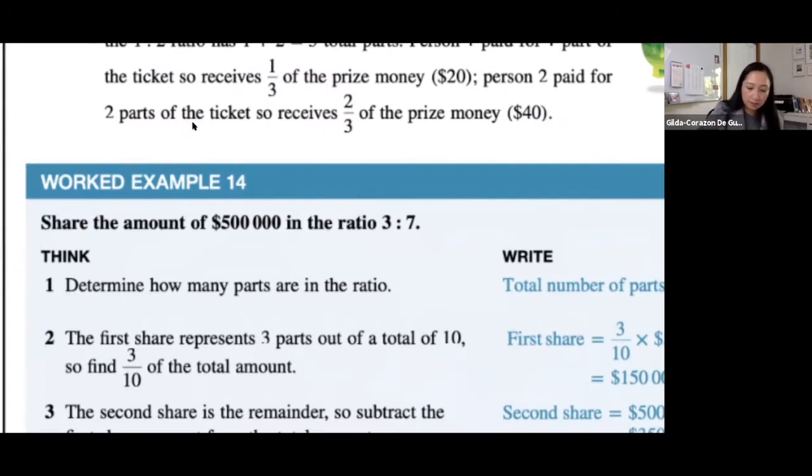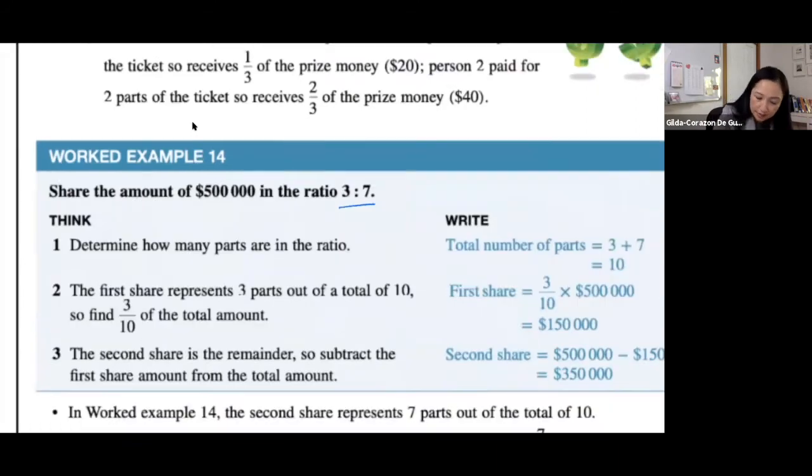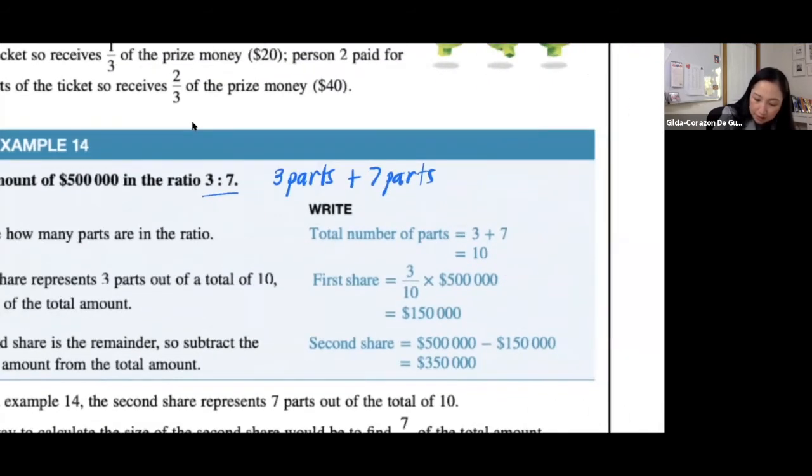So we're dividing a certain number into a given ratio. So now you've got $500,000, but it needs to be shared not equally, but in a certain ratio. The first thing we need to do is look at the ratio. You've got 3 to 7. When you say they're in equal parts, then it would have been 5 to 5 or 1 to 1. But this time, one gets 3 parts, the other one gets 7 parts. How many parts is that altogether? Yes, 10 together.